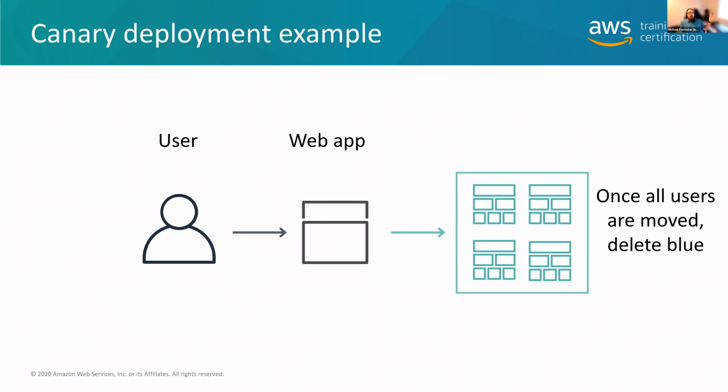So the difference between blue green is it's 100% code over. It's either 0 or 100. With Canary, you're putting a small percentage of production traffic onto the new variant and just seeing how it goes. And then you can either scale it from there, or you can just route all the traffic in.